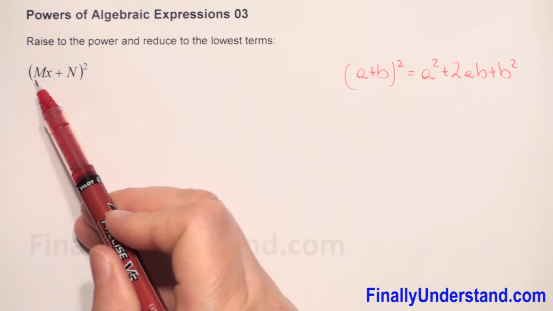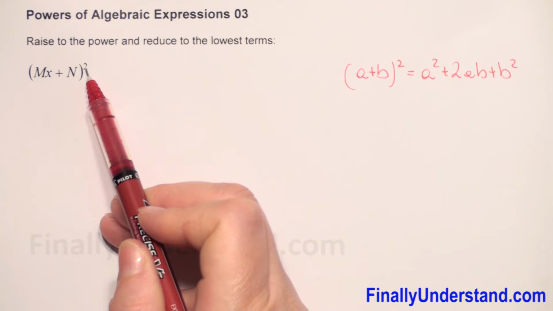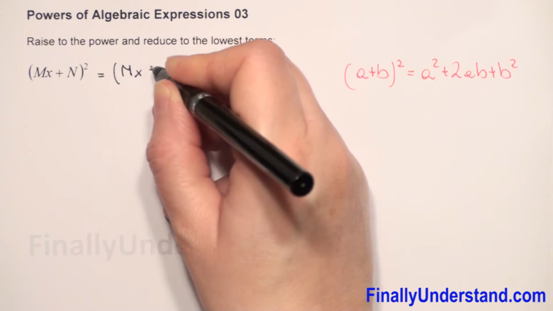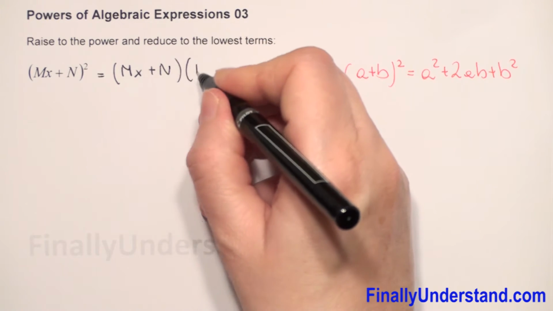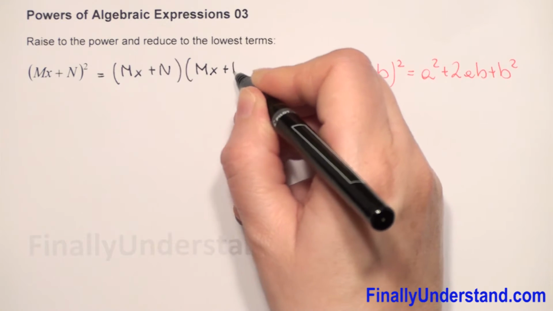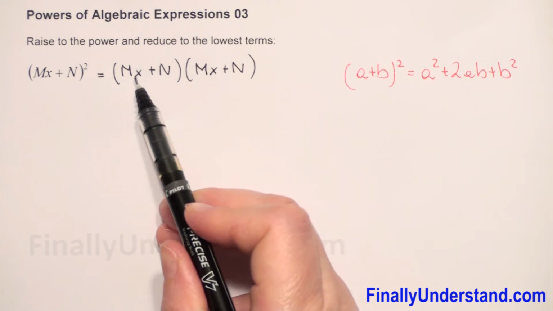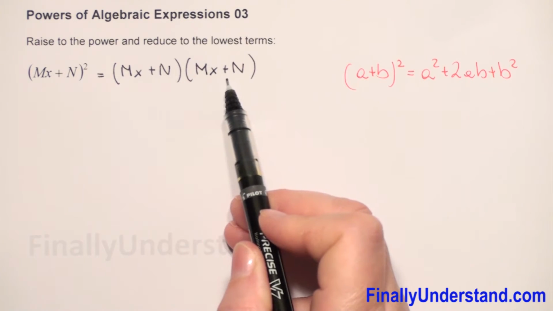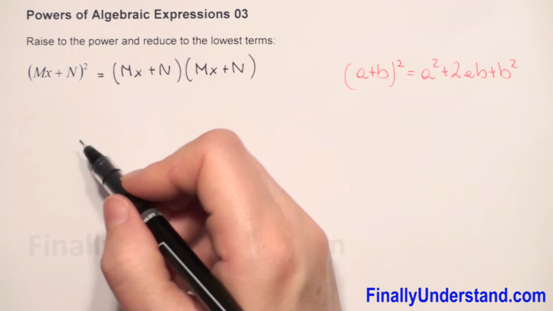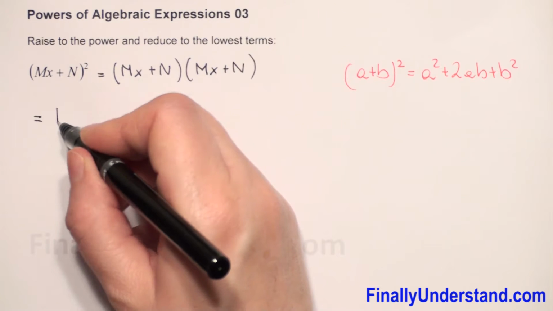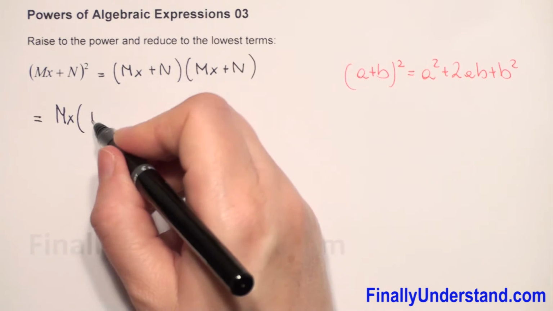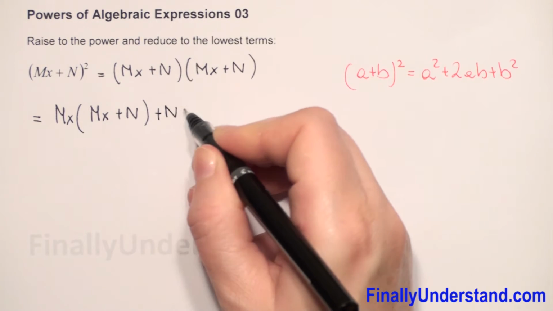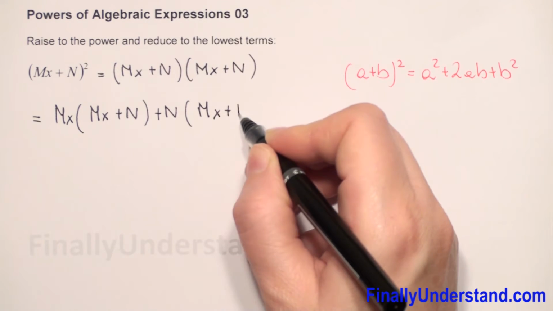First, we can rewrite that (mx + n) to the second power as (mx + n) times (mx + n). And next we have to do multiplication: every expression in the first parenthesis by every expression in the second parenthesis. So we have mx times (mx + n), and next we have plus n times (mx + n).